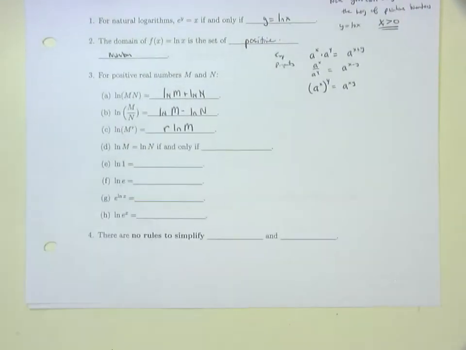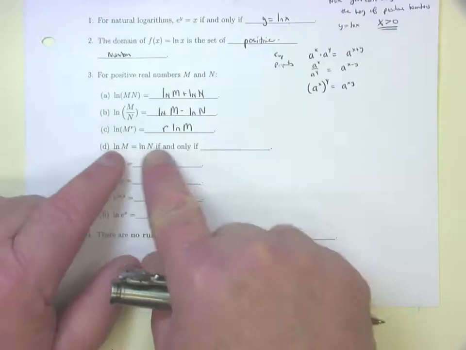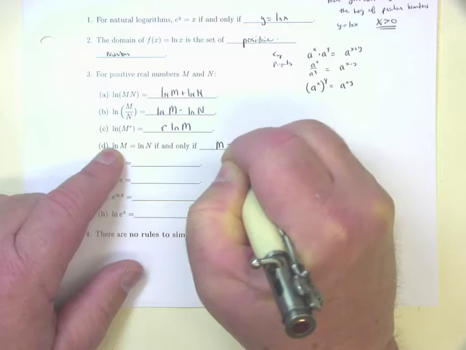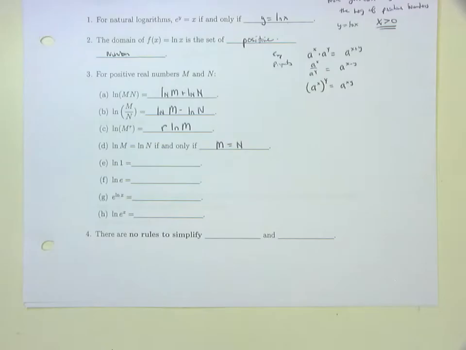Now, other properties of logs, if you've got two logs equal to each other, the natural log of m is equal to the natural log of n, you pretty much can cancel the logs on both sides and get, if and only if, m equals n. Other properties. And they come from that exponential form I was talking about, the smiley face definition.